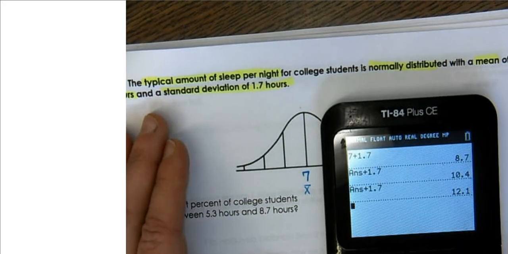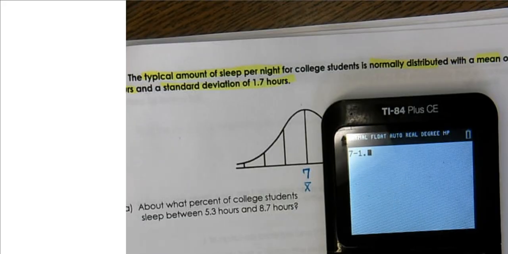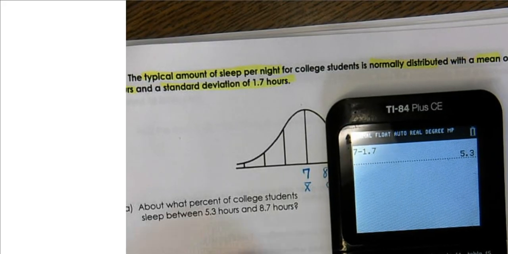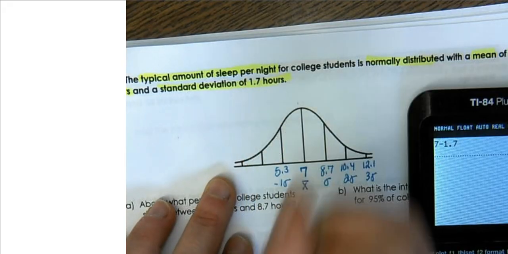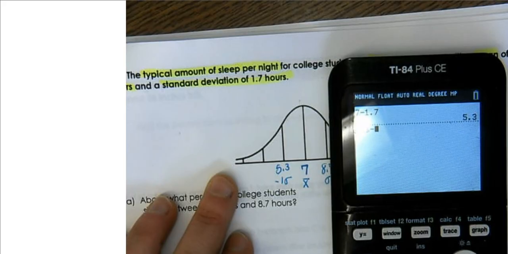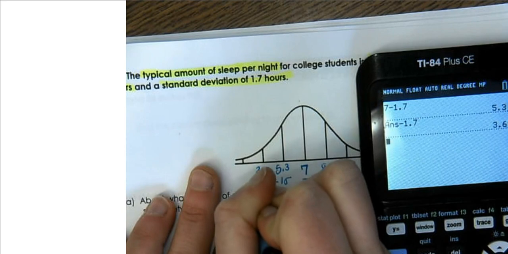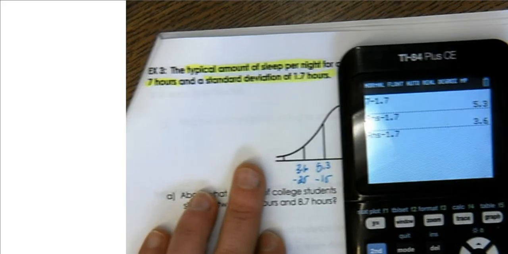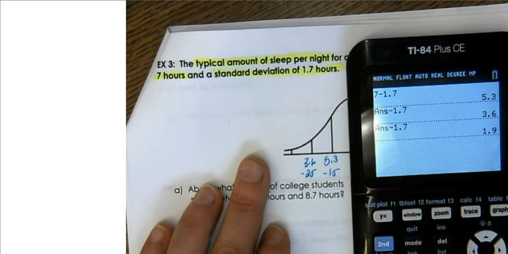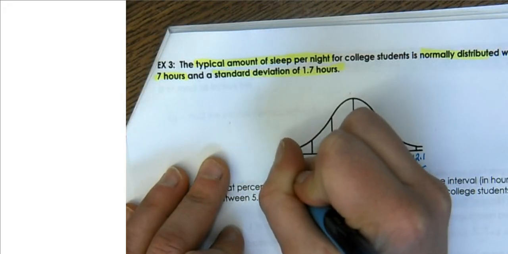So now I'm going to go back to 7, and instead of adding 1 standard deviation, I'm going to subtract 1 standard deviation. So I'm going to subtract 1.7. And I end up with 5.3, which is 1 standard deviation below the mean. And then I'm going to take 5.3 and subtract 1.7, and I get 3.6, which is 2 standard deviations below the mean. And then I'm going to take 3.6 and subtract 1.7. And when I do that, I end up getting 1.9, which is 3 standard deviations below the mean.